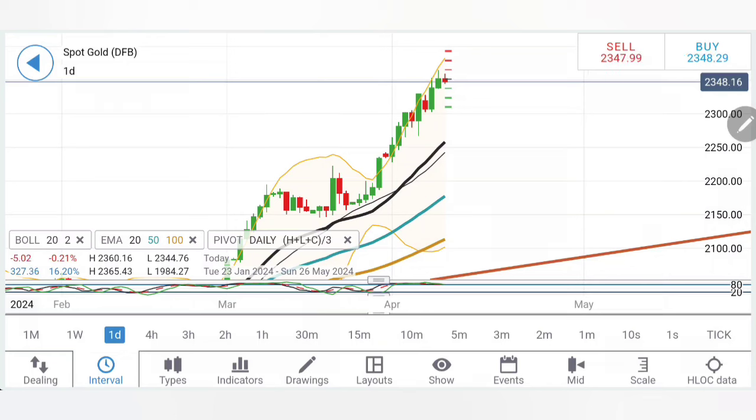2365, 2360 first resistance. See, 2360, 2365, this completely is a very good resistance zone. Thus you should be trading with caution till 2366. Beyond 2366 is where the bulls will take over completely towards 2375, 2380, and then 2400 can be seen.